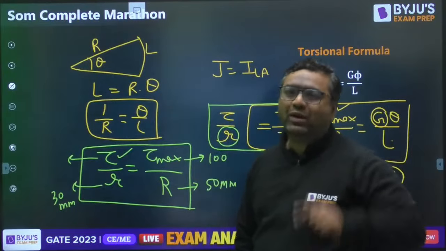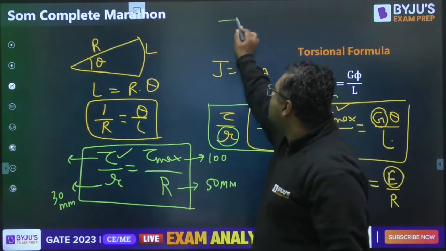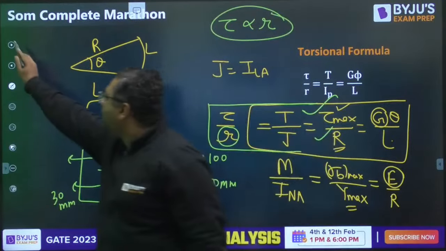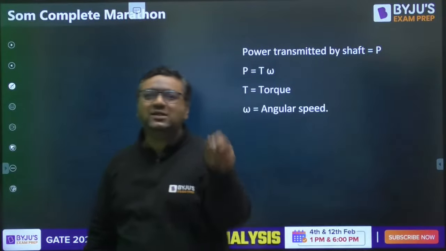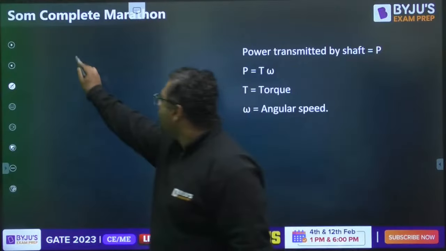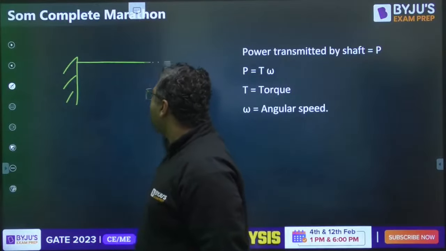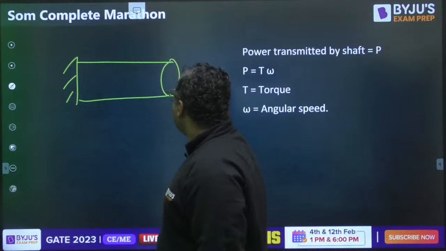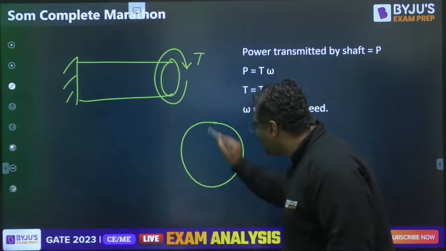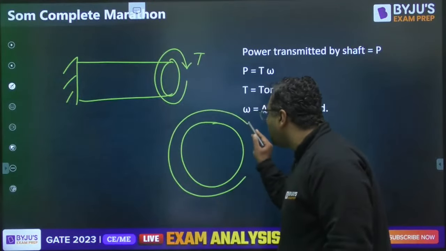From here you can take one more note point, that shear stress is directly proportional to r. What do you mean by that? If we are going to plot the shear stress distribution, you know shear means parallel to the cross section. Shear means parallel to the cross section. So if you are having a shaft like this, and you know that it is torque, then on this cross section you are applying the torque like this.